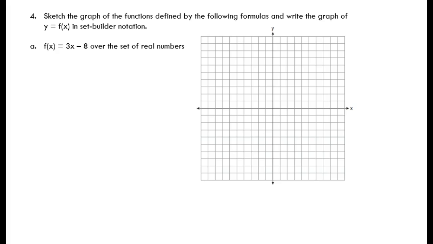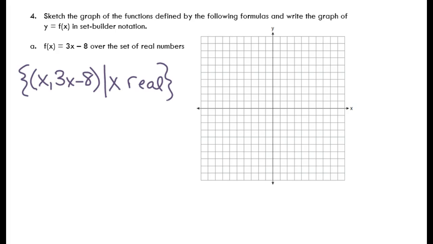Alright, we're going to finish it up with number 4 here, part A and part B. It says sketch the graph of the functions defined by the following formulas and write the graph of y equals f of x in set builder notation. So good, let's just do the set builder notation first. Again, we need curly brackets, parentheses, x goes into 3x minus 8, where x is real. And in neither of these do they give a domain restriction, which probably should have been added just to practice that, but that's okay.